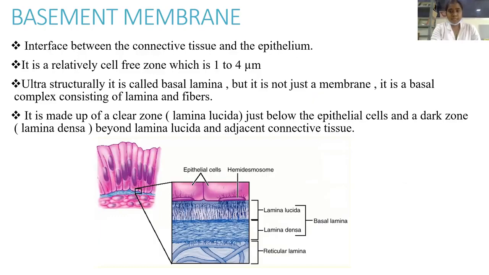Ultrastructurally, it is called basal lamina, but it is not just a membrane. It is a basal complex consisting of lamina and fibers. It is made up of a clear zone, that is lamina lucida, just below the epithelial cells, and a dark zone, lamina densa, beyond lamina lucida and adjacent to the connective tissue. This diagram explains the different parts of the basal lamina, where the lamina lucida and lamina densa can be seen.